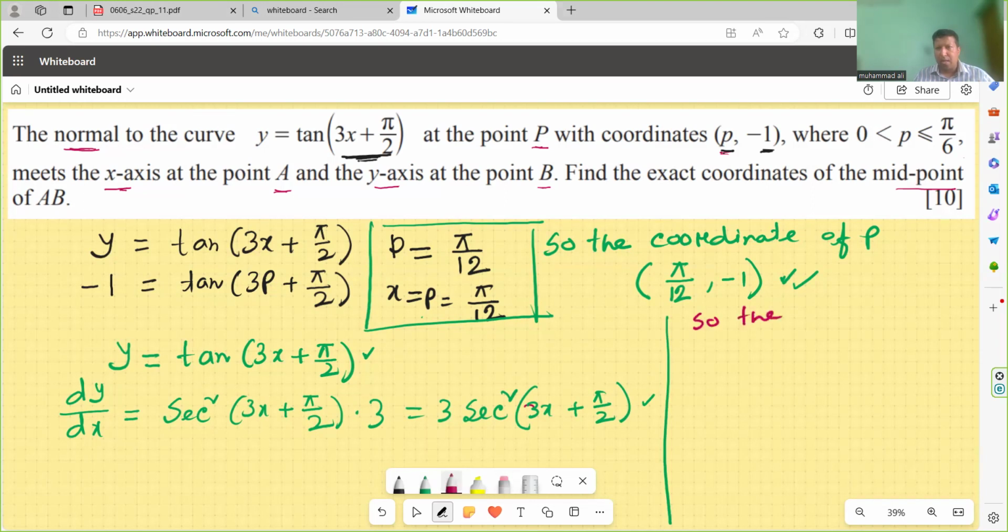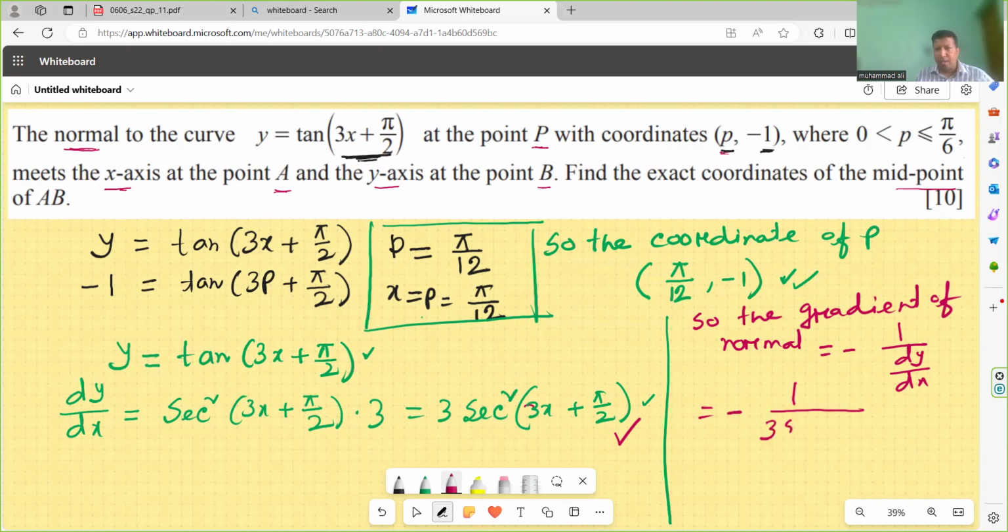So the gradient of the normal means the negative reciprocal, that means minus 1 by dy by dx, where dy by dx is the gradient of the tangent. So at this point, the gradient of the normal is minus 1 by dy by dx. We write here minus 1 by 3 sec squared(3x plus pi by 2). Now we have to put the value of x here.